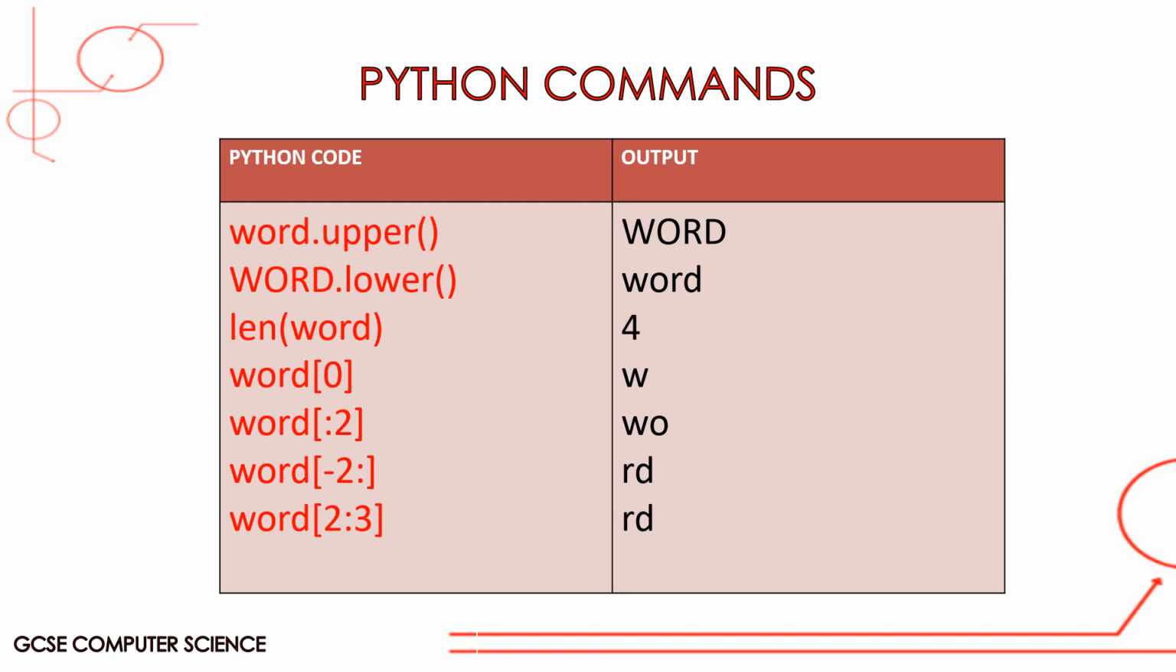So word.upper would turn it into uppercase, word.lower would make it into lowercase. Len of word gives you 4 as the output because it counts how many letters. Word 0 would get the first letter. Word :2 would be W and O because it's from the beginning for the first 2 letters. If you do -2, it's from the back end of the word for the last 2 letters. And if you do 2:3, it starts on the second or the third item into the word and then carries on for 3 letters.